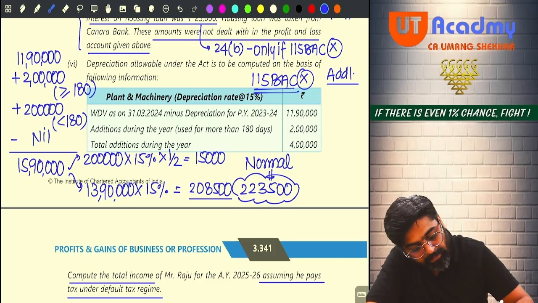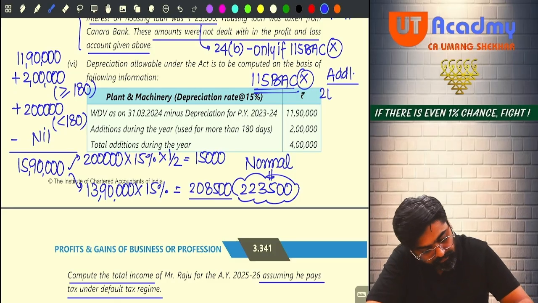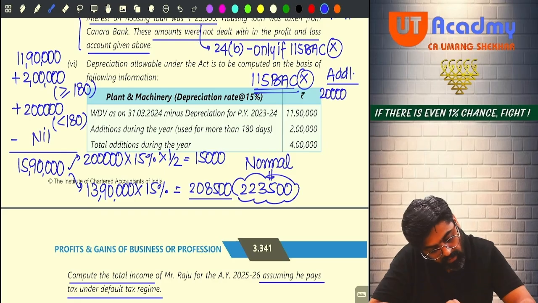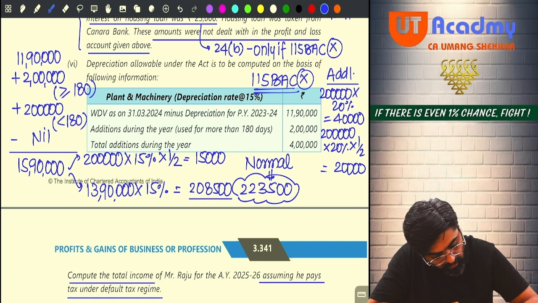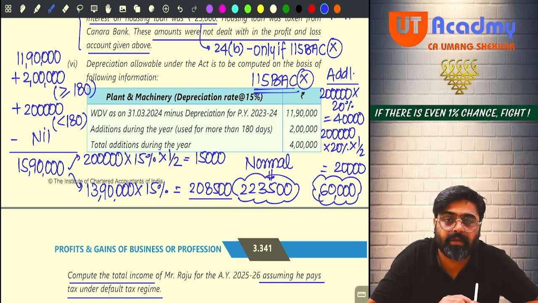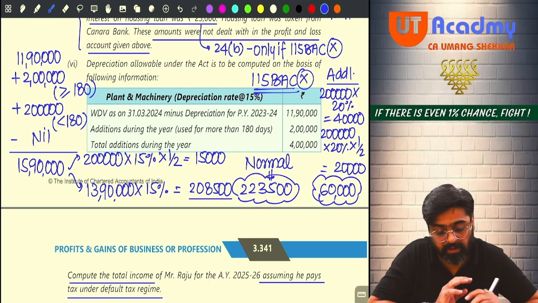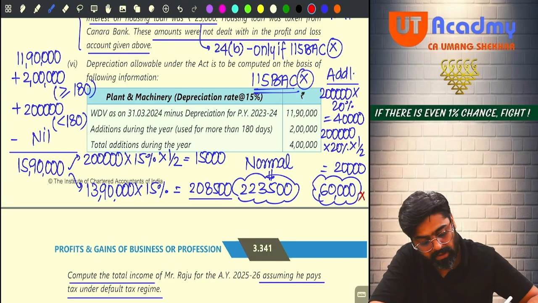So what you will do? Additional depreciation on 2 lakhs at full 20% you will calculate. That will be 40,000. And on another 2 lakhs, you will calculate 20% at half rate. That will be 20,000. So your additional depreciation total will be 60,000. This you would have claimed along with normal depreciation if you were not following 115BAC, but you are following 115BAC, so this will now not be allowed. Only this will be allowed.